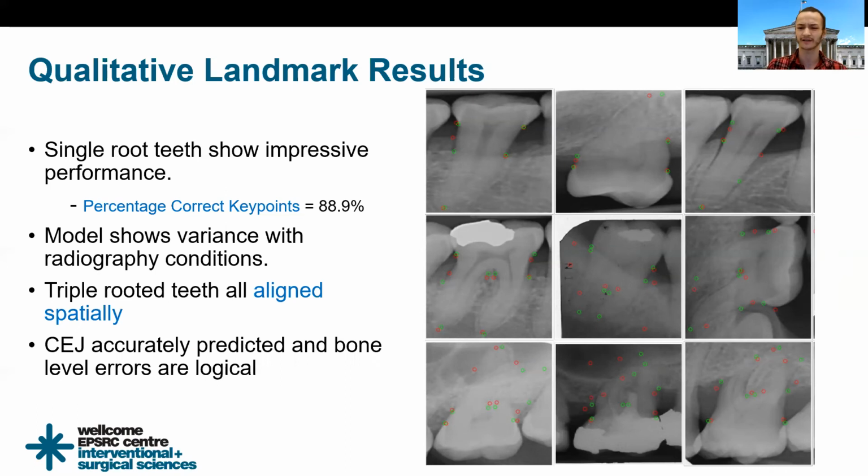We show variance with some radiography conditions, which can be seen on the middle center image, on the bottom center image, sorry. And you can see what we believe to be the reason why the triple rooted teeth localization performs better than the double, even though they're more complex and there's less data. And that's because all the triple rooted teeth align spatially. They point downwards, compared to the double rooted teeth, which can point in numerous locations. And you can see that the CEJs, particularly on these images, are accurately predicted when compared to some of the other landmarks.